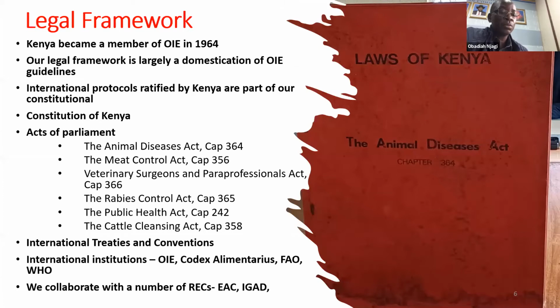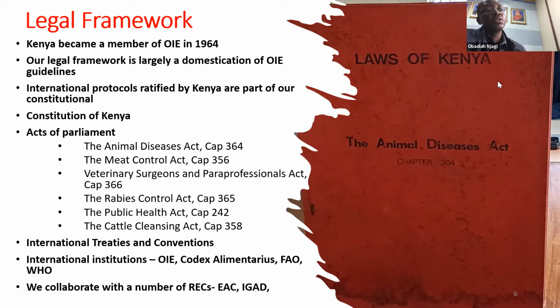Of course, we are also party to certain international treaties and conventions, including the OIE, the Codex Alimentarius, and the FAO and WHO statutes. Because of those, we collaborate quite a lot with a number of RECs, the regional economic communities, like the one I'm right now participating in, the EAC. We are also members of IGAD, the intergovernmental institution that looks at issues around the Horn of Africa, dealing with development. We are also a participant in the AU setup, which is through an institution called the AU-IBAR.